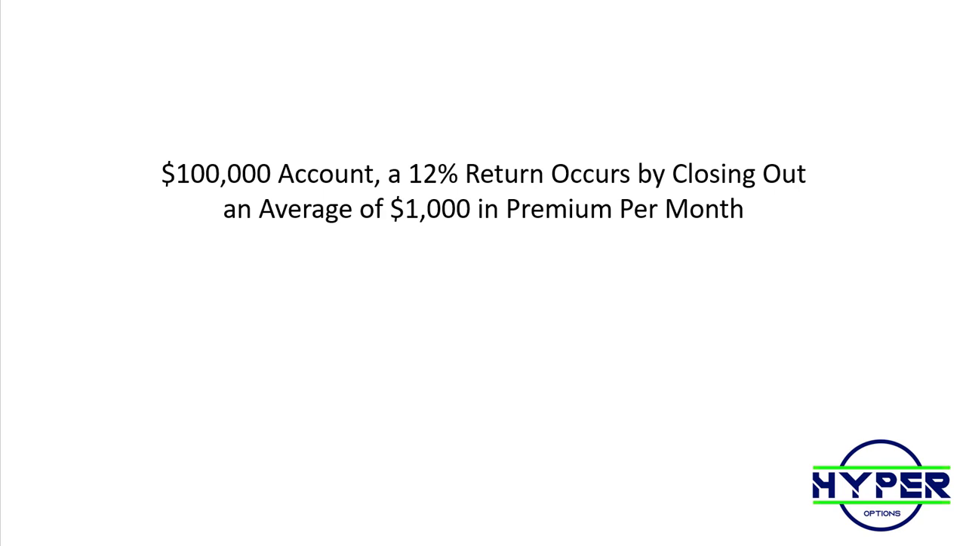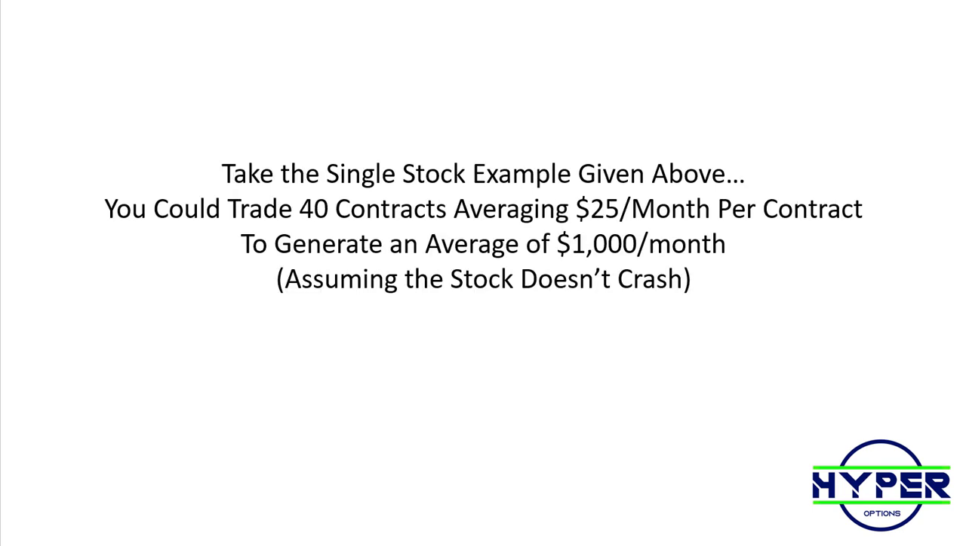Instead of targeting 25 to 30% returns because you don't want to risk 25% in a stock market crash, let's say you only go for 12%. Well, 12% return occurs by closing out an average of $1,000 in premium per month. That's it. An average. You're not going to do that every month, but you can certainly average it. And so I want to show you how you can do that with just that one single stock that I presented here earlier. I told you I wanted to focus on that one to really explain this approach.